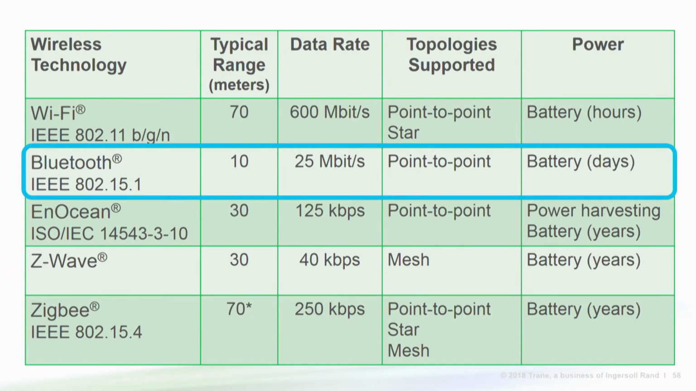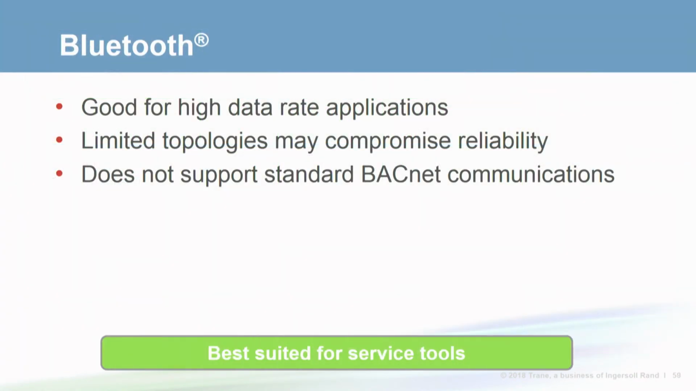Common Bluetooth solutions use the point-to-point topology and can now operate up to 25 megabits per second. And while most provide a 10-meter range, the latest technologies can operate up to 60 meters away. Bluetooth's high data rate and point-to-point topology make it ideally suited for technician service tools, since it's isolated from the customer's wireless LAN, where sensitive information could be accessed. Note that Bluetooth does not support standard BACnet communication.